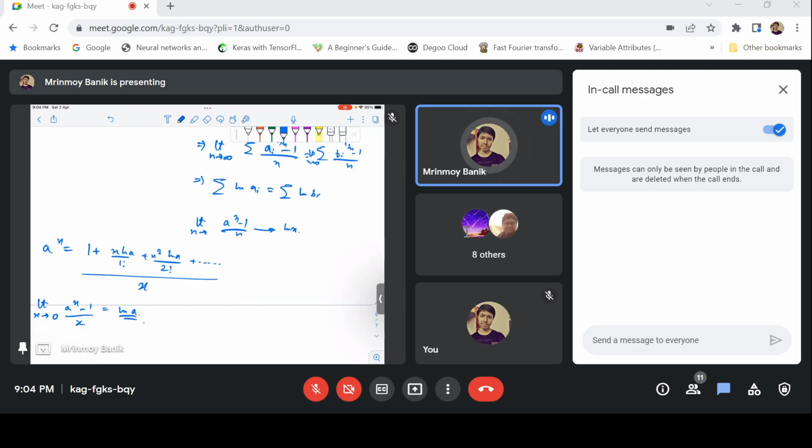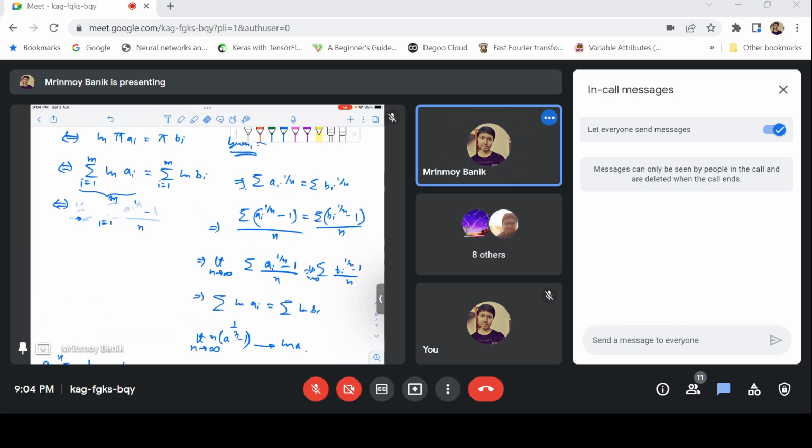So here we say n. I mean, this is 1 by n. Oh, yes. That's why we needed to multiply with n. Okay. So we send n to infinity. That gives us ln a. Right. So here we have sum over i from 1 through n, limit n tends to infinity, n times ai power 1 by n minus 1.